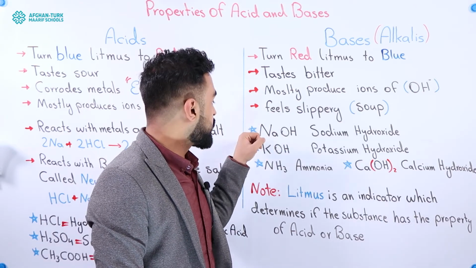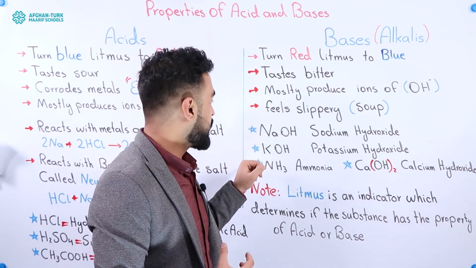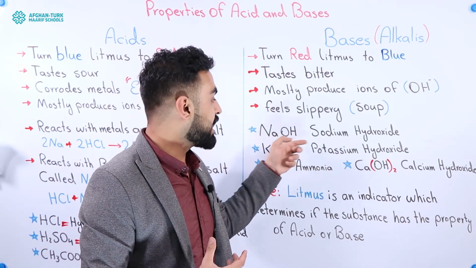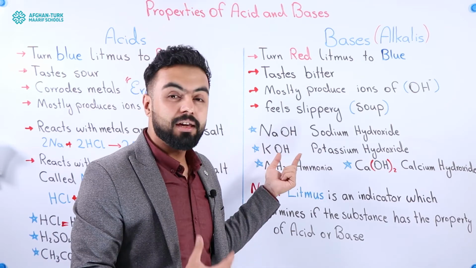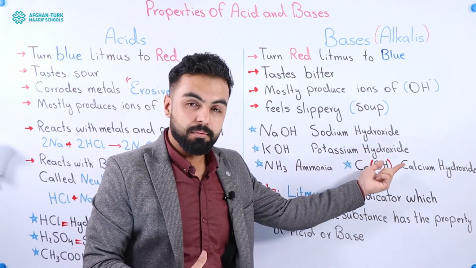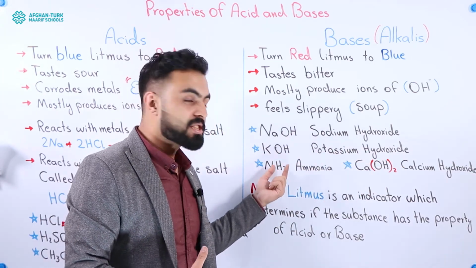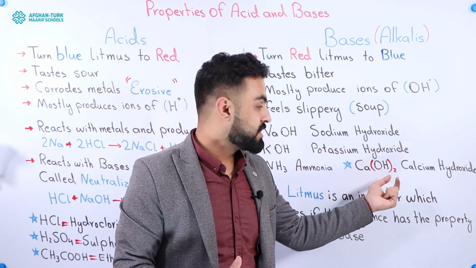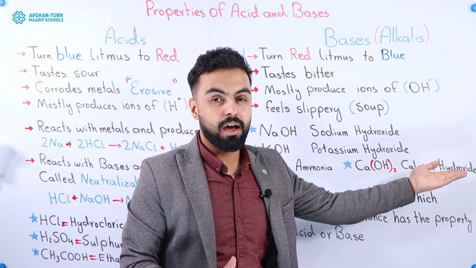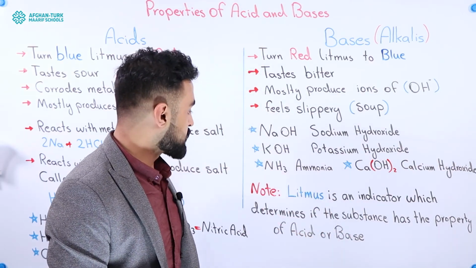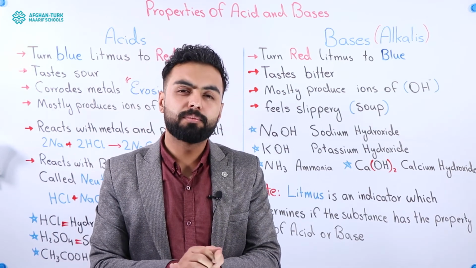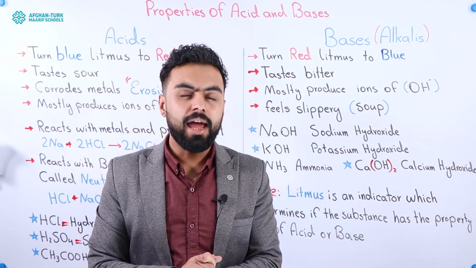And there are some important bases. One of them is sodium hydroxide, NaOH, KOH, potassium hydroxide, NH3, ammonia, and Ca(OH)2, calcium hydroxide. And this was the note about the litmus. So that was all about the properties of the acid and bases.